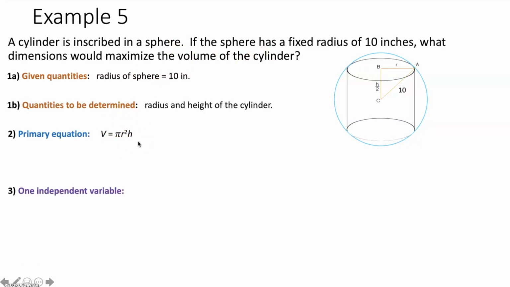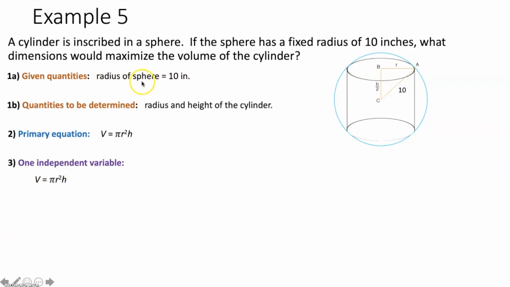So we can move on to the next step, which is to get it to have one independent variable. So we need this primary equation that we have, our volume formula, to only have one independent variable. It can't have an r and an h. So what we're going to have to do is use something that we're given, one of our given quantities, and write a second equation that we can then solve for either r or h, and then we can plug something in here. So we look, what are we given?